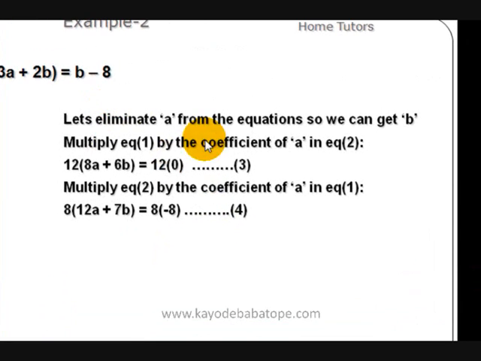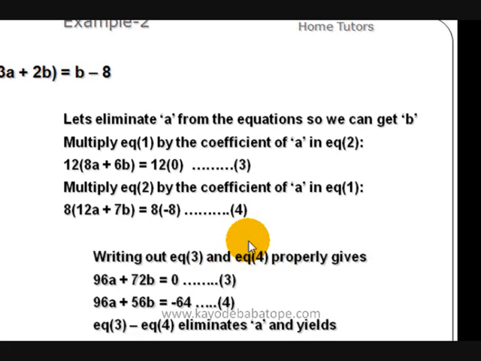Alright, so multiply equation 1 by the coefficient of a in equation 2, that is, multiply equation 1 by 12. So you have this: 12 into 8a plus 6b equals 12 times 0. That gives us equation 3. And also multiply equation 2 by the coefficient of a in equation 1. That gives us 8 into 12a plus 7b equals 8 times minus 8, and that's our equation 4.